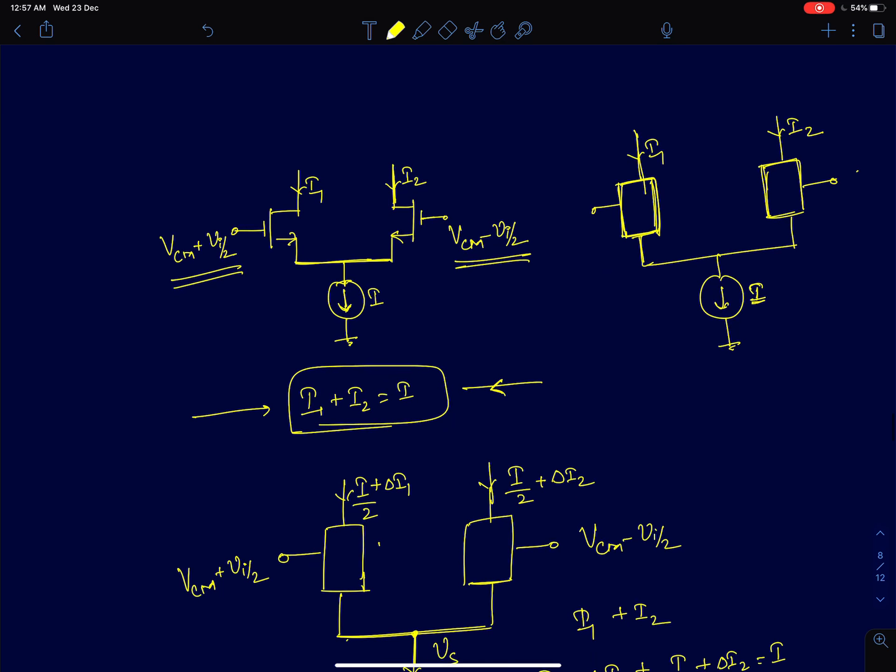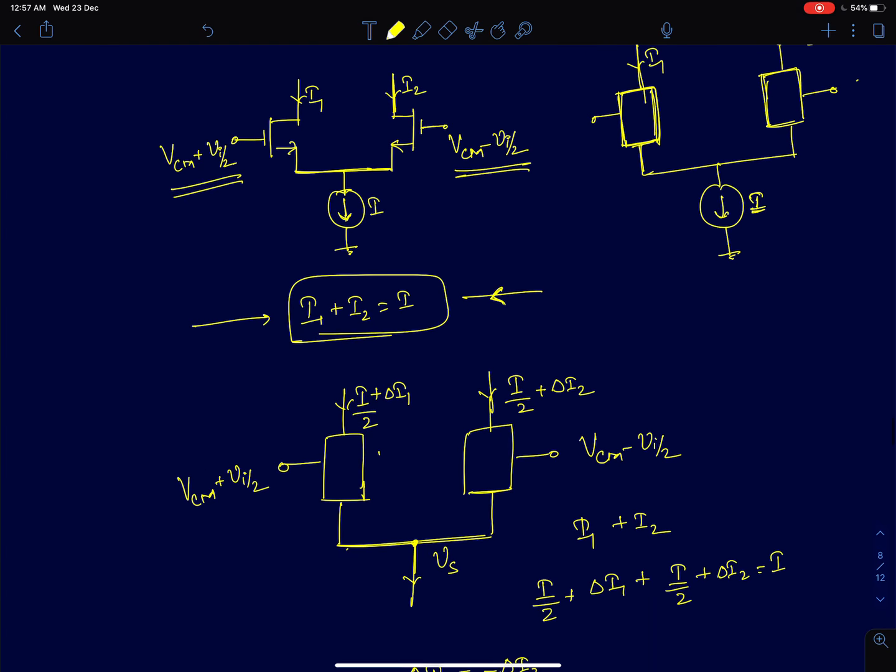So this condition has a very interesting consequence. Now let's assume you have applied a positive voltage at this device and negative voltage at the other end, and for the time being I'll assume the devices are also identical to each other. Now since the gate voltage here is positive, we are going to assume that the current I1 is going to increase by delta I1. And since this voltage here is negative, we are going to assume that the current through this device is going to reduce, rather I by 2 minus delta I by 2.